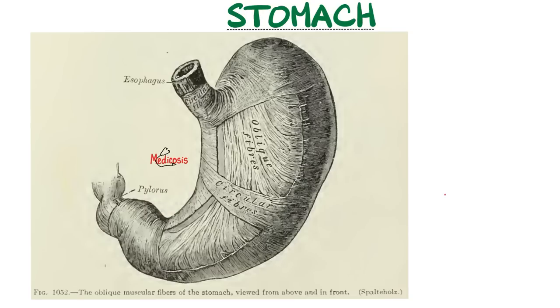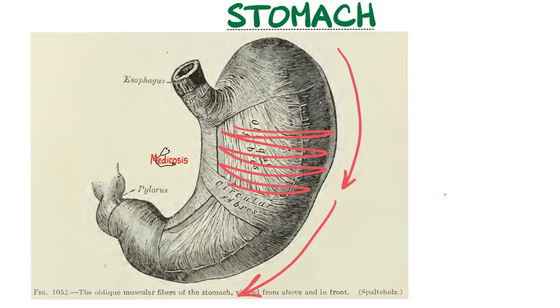physiology. See my physiology playlist. We had the propulsive movement from proximal to distal, and we had the mixing movement up and down, up and down, up and down, up and down. And this is only possible because you have different types of fibers with different orientations.